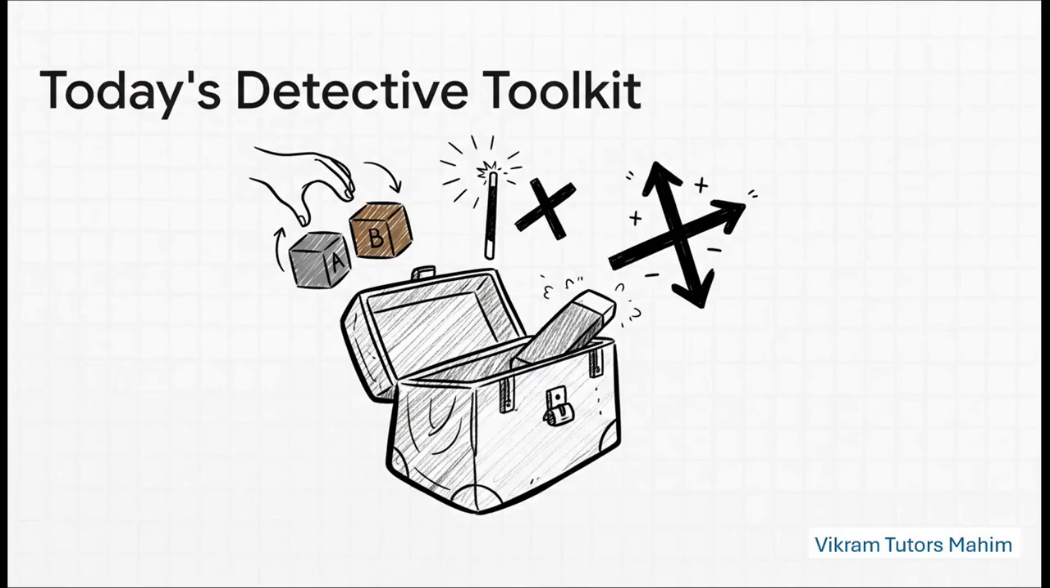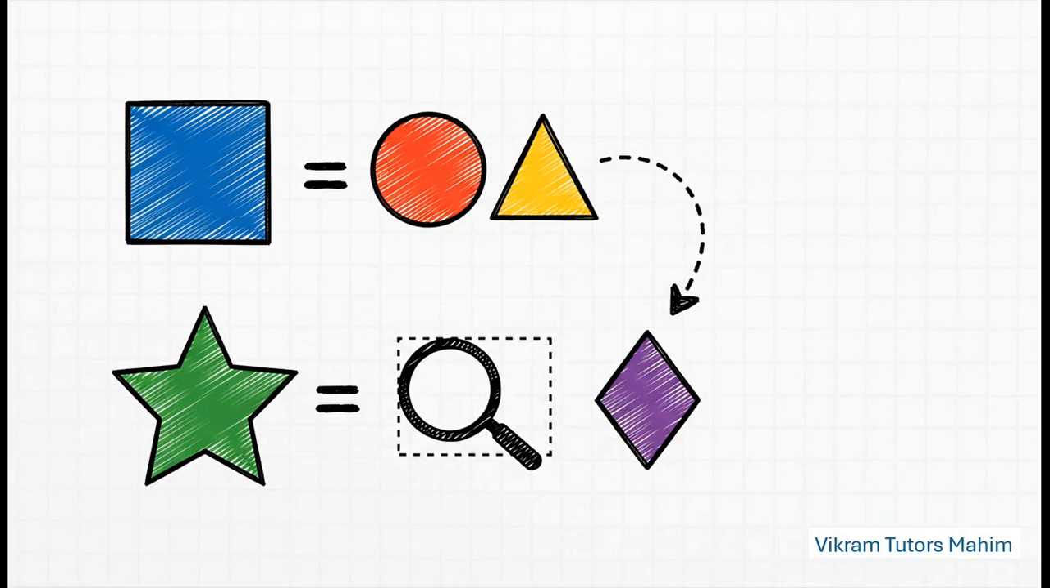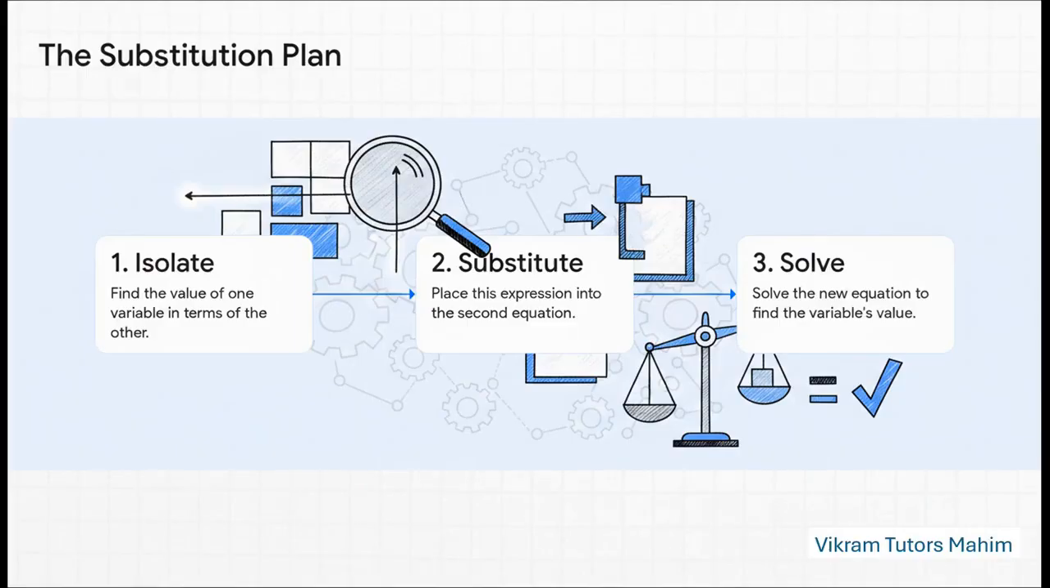Now to solve these puzzles, you need the right tools. We're going to master 3 of them today. Okay, tool number 1, the substitution method. This one is all about swapping a clue from one equation into another. Here's the game plan. First, get one variable by itself. Then plug that into the other equation and solve.